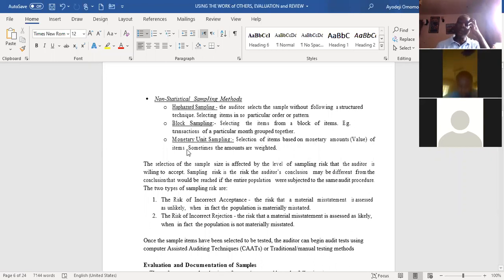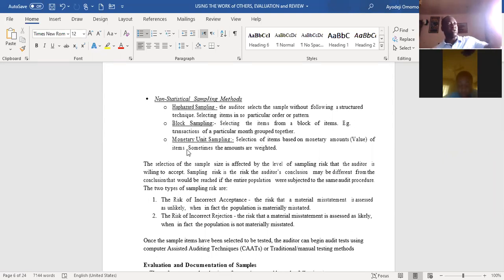So for monetary unit sampling, this is just where we select all items based on their monetary value. This is very commonly used. I use this a lot. For example, if I'm supposed to audit certain transactions and there are so many, I might decide to say, okay, all transactions from 1 million naira and above, I'm going to select all of them. Then you start talking of selecting a few from those below. So monetary sampling is when you select items based on their monetary value.